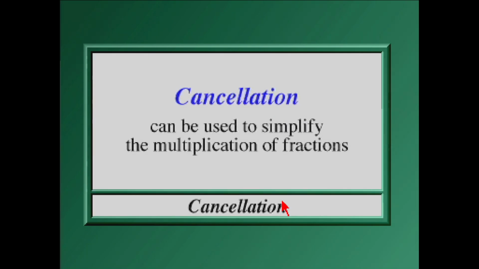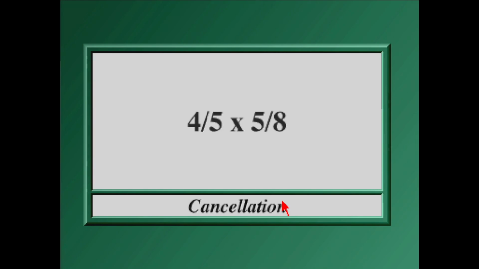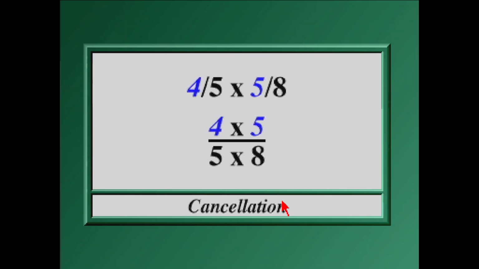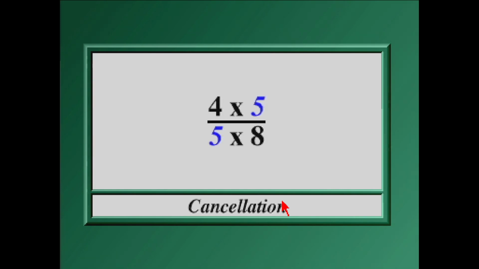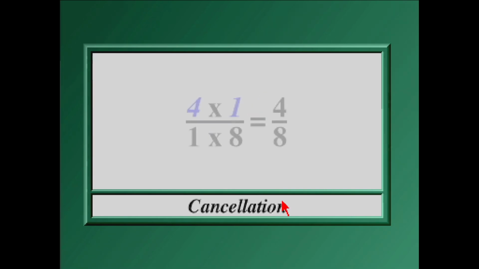Cancellation can be used to simplify the multiplication of fractions. Suppose we want to multiply 4/5 by 5/8. The numerator becomes 4 times 5. The denominator becomes 5 times 8. Both 5's can be canceled by dividing each by 5. 4 times 1 over 1 times 8, or 4/8 results. 4/8 is reduced to 1/2.